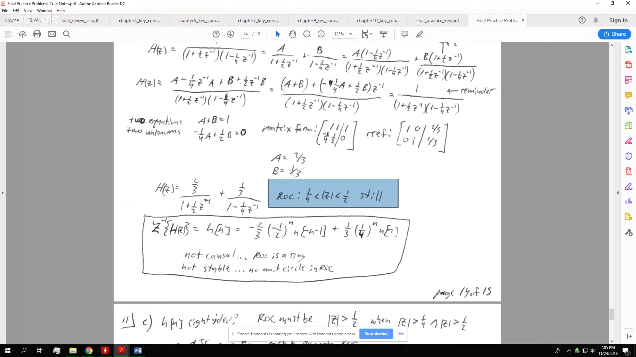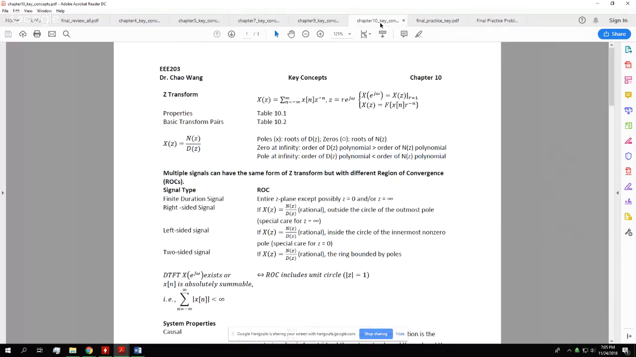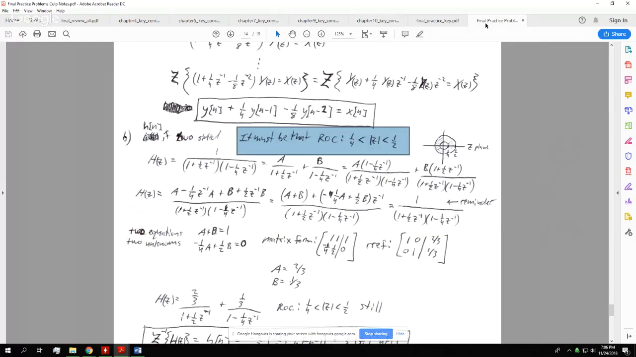How did I determine my region of convergence in this case? Well, it was partially given to me. I say partially because the problem told me that this signal or system was two-sided. And what that means, by definition, is that the shaded region must be a ring between my 2 poles. And if you don't believe me, let's go to this. See what two-sided means. A two-sided signal means that we have a ring bounded by poles. The shaded region is a ring bounded by 2 poles. And so that's what I drew here. I drew a ring shaded, bounded by 2 poles in the z-plane.